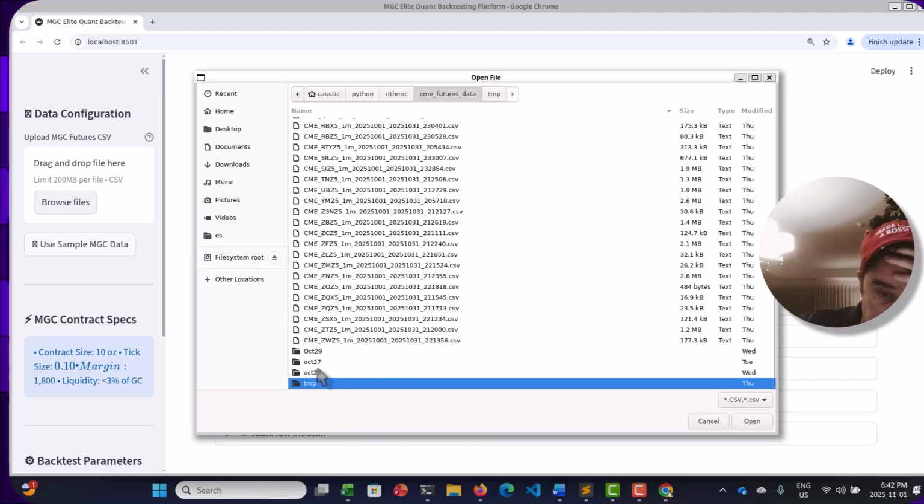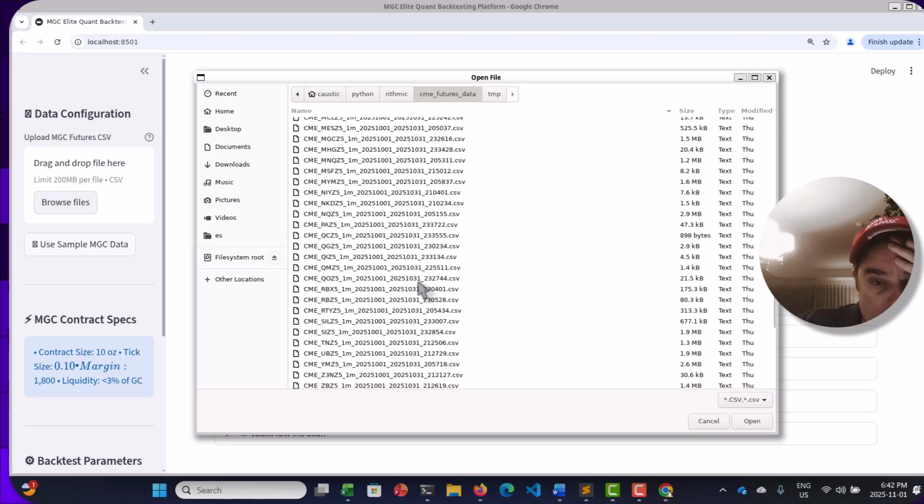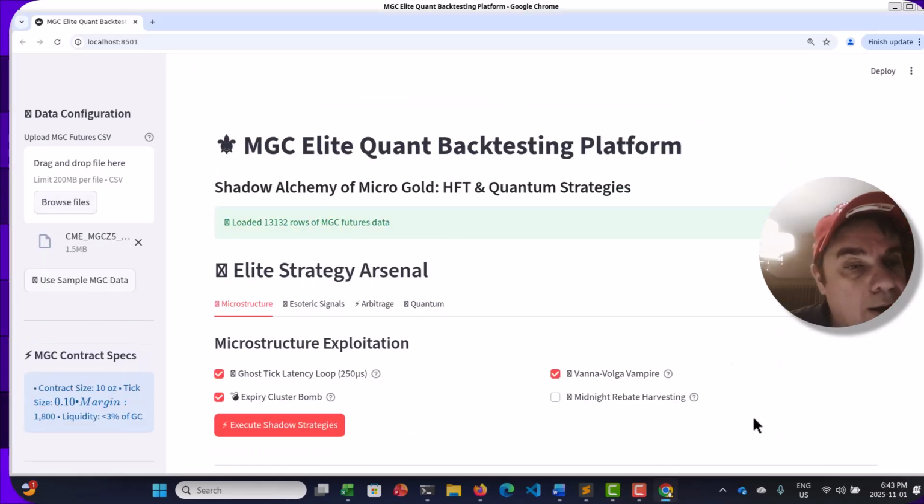Let's see here. Maybe here. This is from 2 days ago. It's the most recent data. Let's see if I can load it. This should actually load 1.5, should be okay. Loaded 13,000 rows.